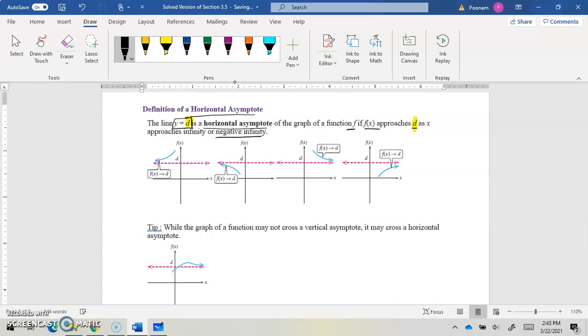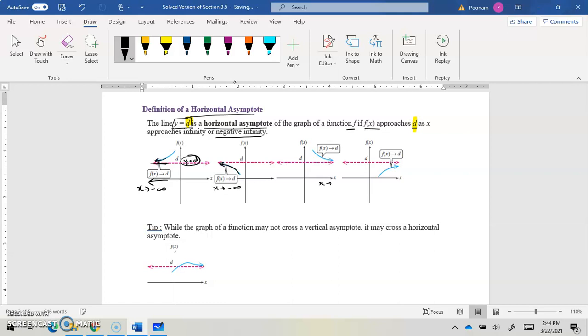These are a few examples of horizontal asymptotes. If you notice, as x is approaching negative infinity, the graph's y value is approaching almost d. So that's why y is equal to d is a horizontal asymptote. That is the equation of this red line. Similarly, in this case, when x is approaching negative infinity, the function is approaching the value d from below. So still y is equal to d, that red line, is your horizontal asymptote.